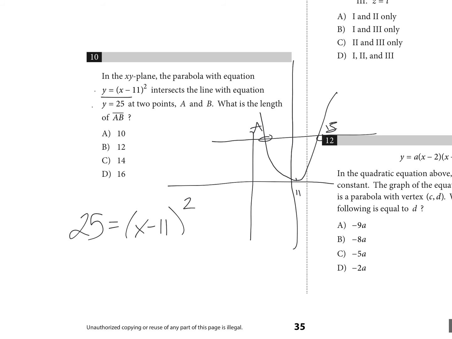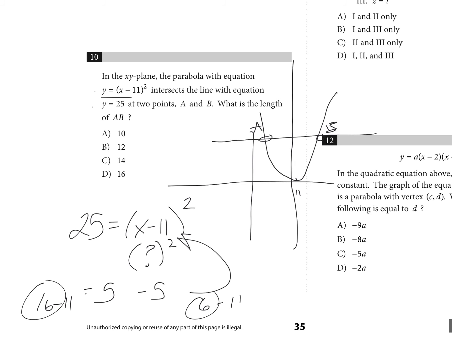But the more you watch me, the more you'll know that one of my methods is to do as little math as possible. So 25 equals, I'm just going to say, 25 equals what squared, right? Two things. What two things equal 25? Well, 5 and negative 5. All right, how do I get that from there? Well, 16 minus 11 equals 5, and 6 minus 11 equals negative 5. So my 2 points here are going to be 6 and 16. And how far are those two things apart? 10. You do it like that.